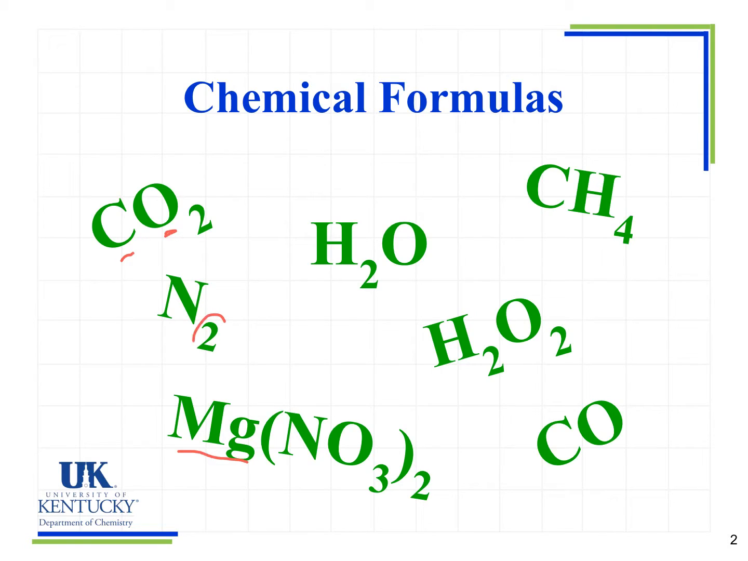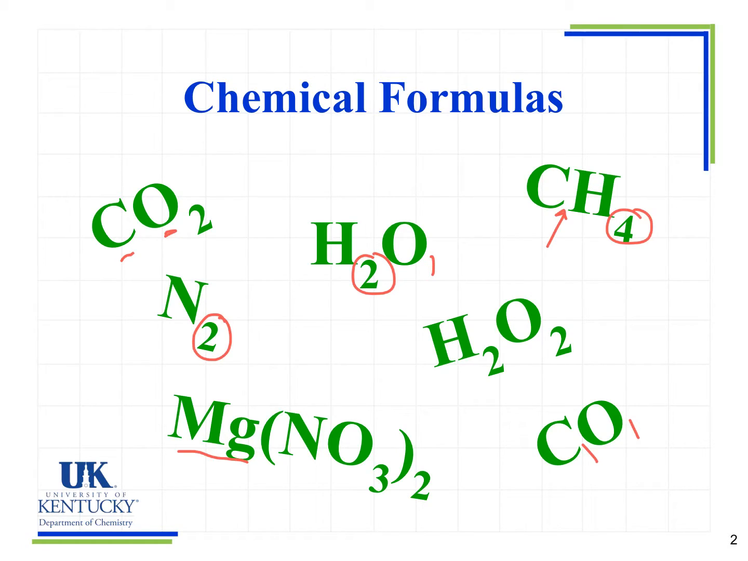We also have subscripts. And in many places we don't see subscripts, but anywhere there's no subscript, it is an implied 1. So you can pretend that there's a 1 after every element that doesn't have a number, although we never show those in the actual chemical formula.